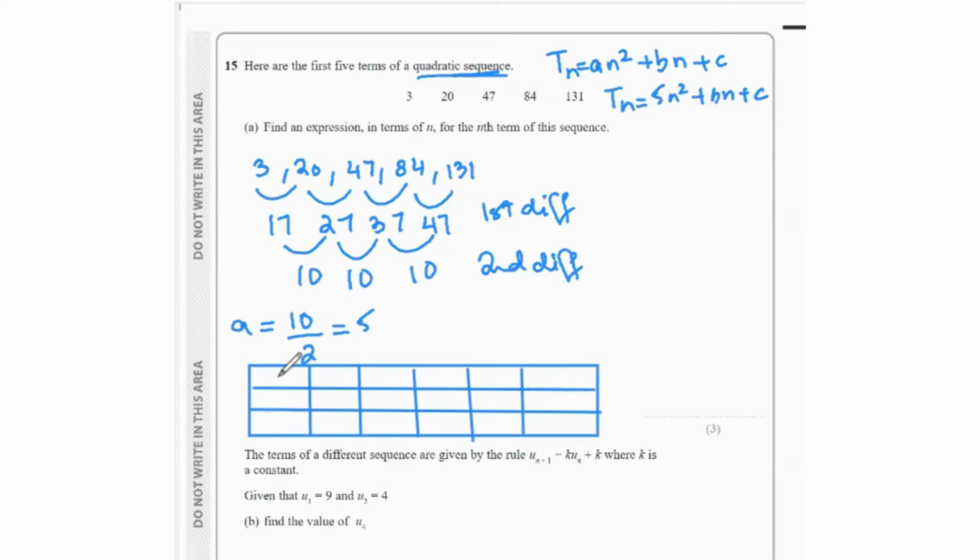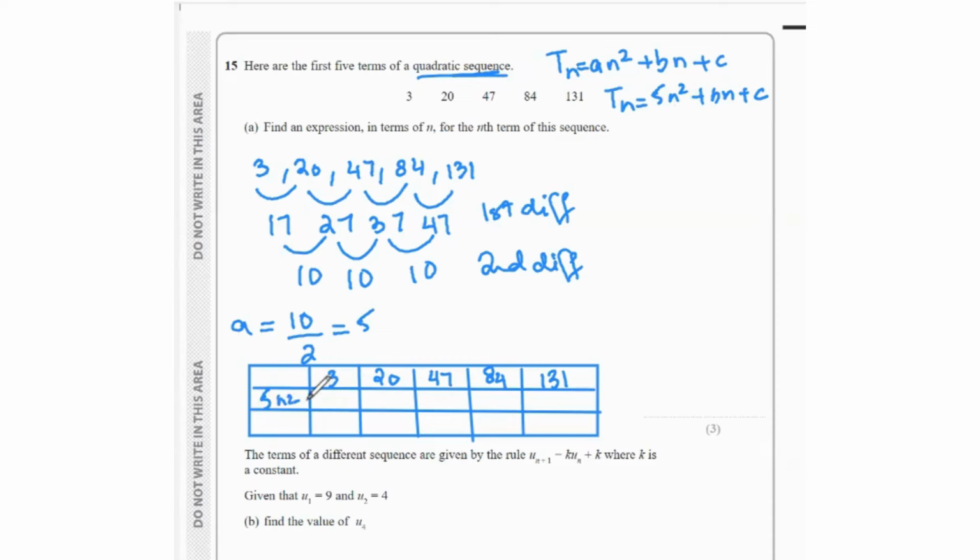So the sequence is 3, 20, 47, 84, 131. This is the original sequence. Now, in the next column, we will write 5n squared, which is an squared.